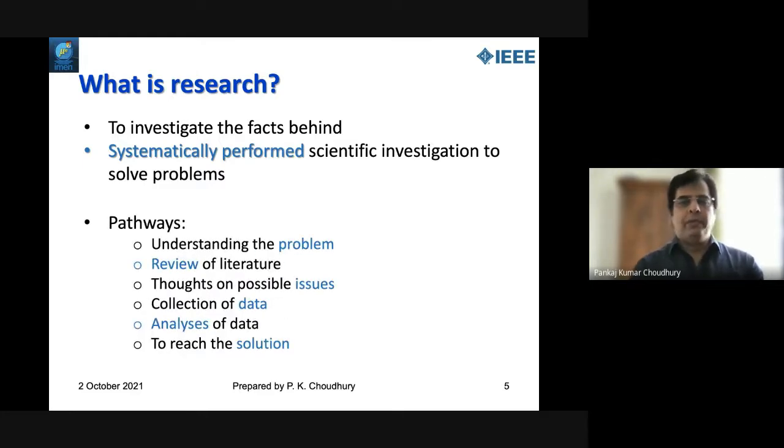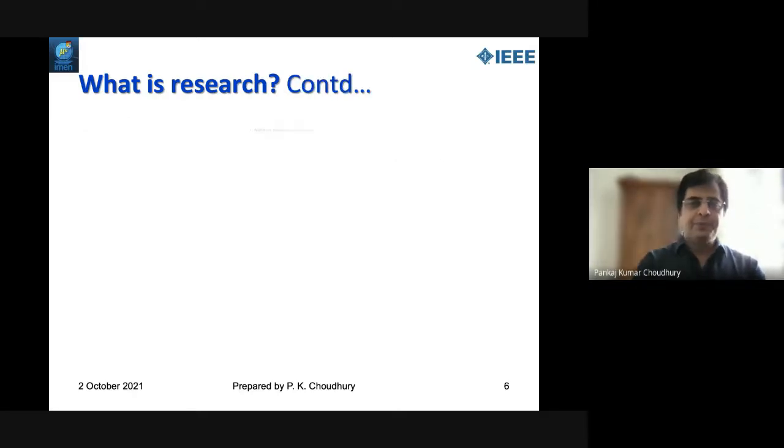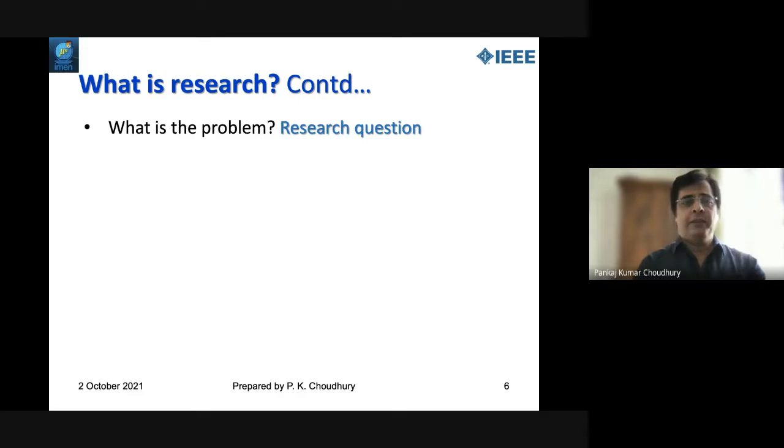So the pathway would be: first, one has to understand the problem. Then one has to go for a review of the literature, to see if any literature exists regarding similar problems. Then one may have thoughts on the possible issues regarding the problem. Then based on that, one has to do research in order to collect the data. Then you have to analyze the data. Then finally, one has to reach the solution. Okay, so what research is then? It is when you write a project, usually it is like that.